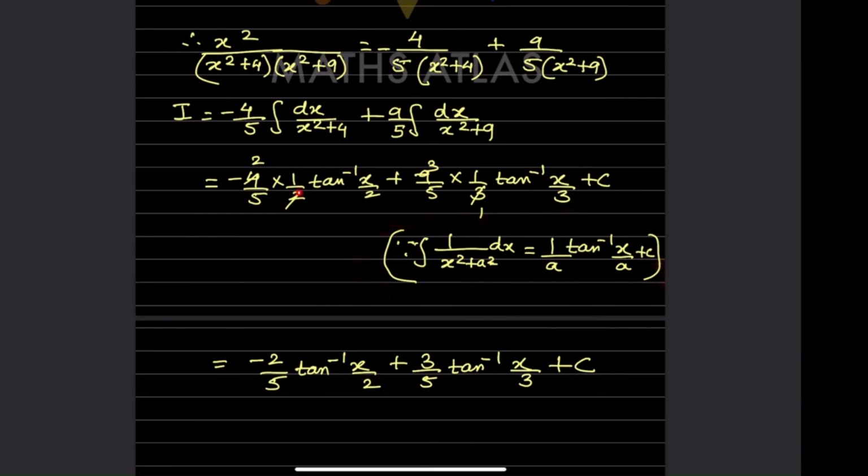And so now what we can do, 2 1s are 2, 2 2s are, so that will be minus 2 by 5 tan inverse x by 2, 3 1s are 3, 3 3s are, so this is going to be 3 by 5, and this whole part as it is.